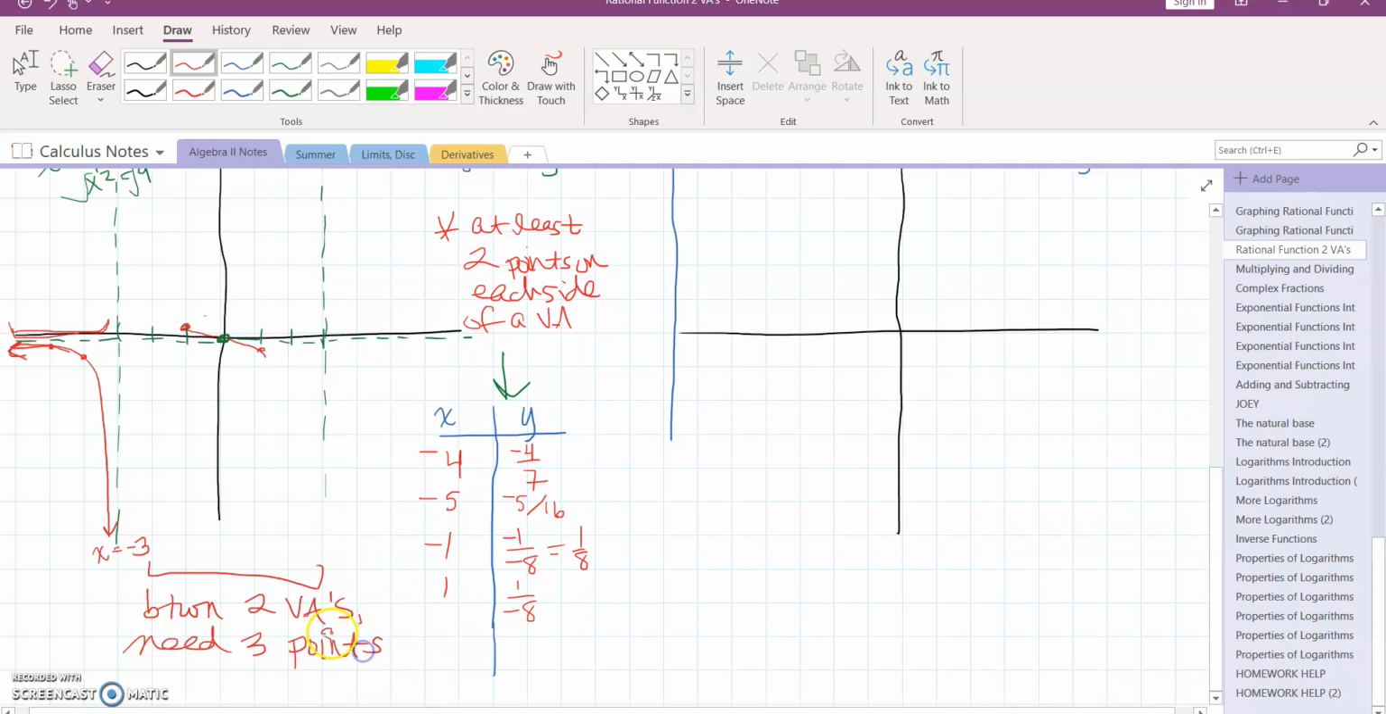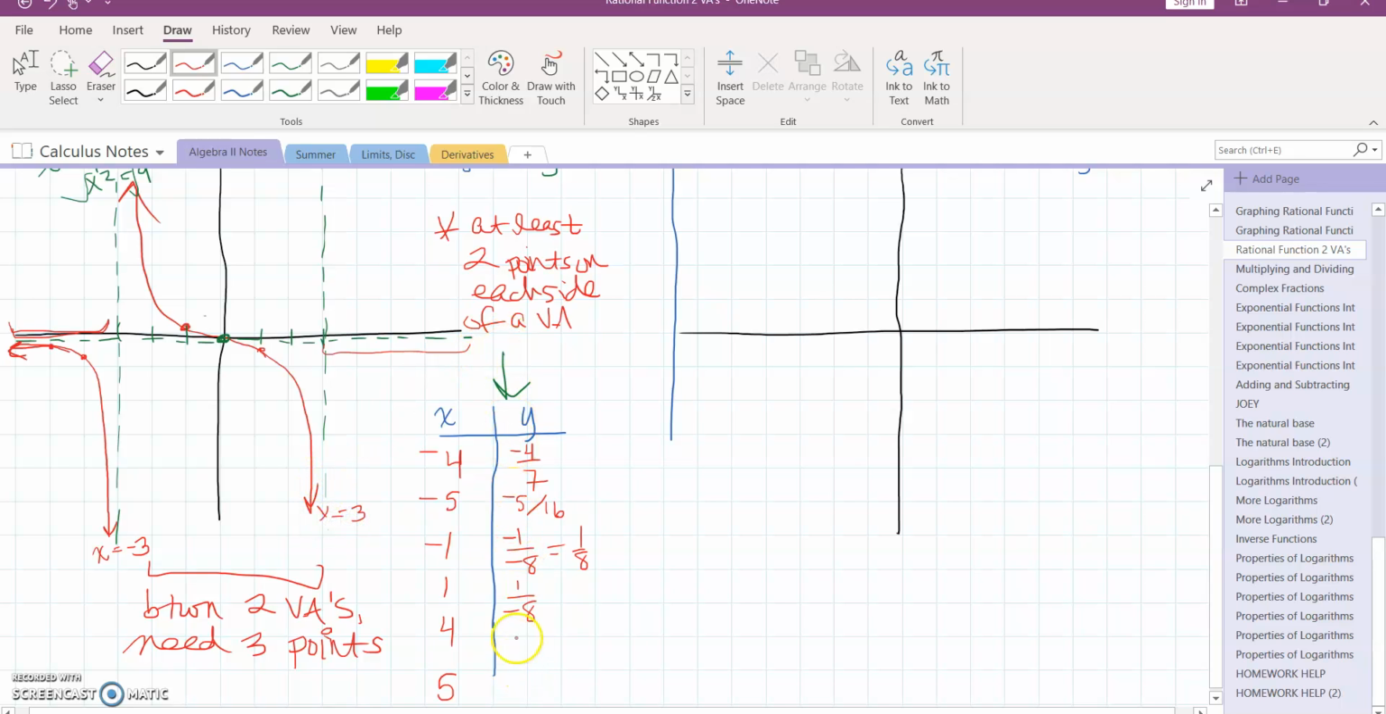You could do more points if you want, but 3 is generally sufficient because in between 2 vertical asymptotes, you're either going to have a cubic looking shape like we have here, or you're going to have a parabola looking shape. It won't actually be a parabola, but it'll look like it. Okay, let's quickly get 4 and 5 because I need 2 points on this side to the right of x equals 3, that vertical asymptote.